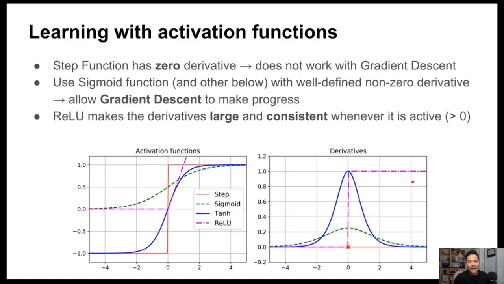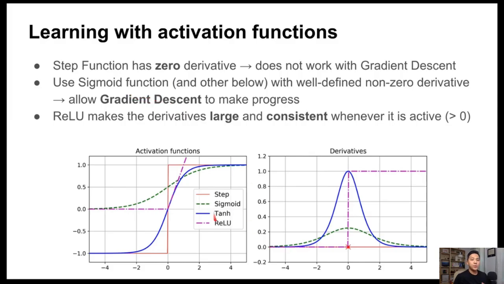So it allows gradient descent to make progress. And especially ReLU, if you see here, when it's active above 0, the derivative is large and consistent, right, at 1. So these make good activation functions for gradient-based learning, except the step function, right?